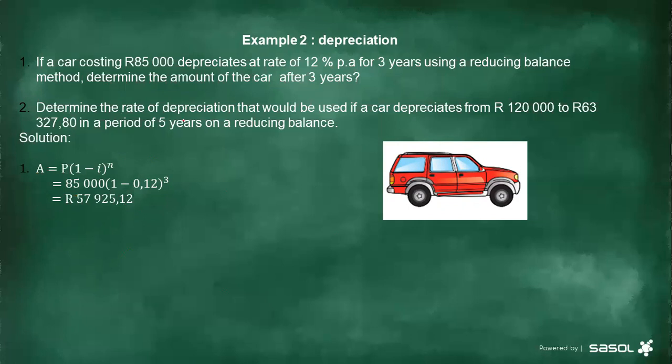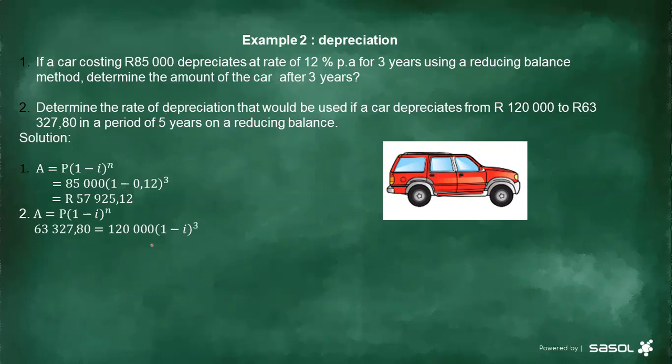Determine the rate of depreciation that will be used if the car depreciates from 120,000 to 65,327.80 in a period of 5 years on reducing balance. We want to calculate the interest rate this time. You write the correct formula there, and then you substitute correctly. Then now we want to make i the subject.